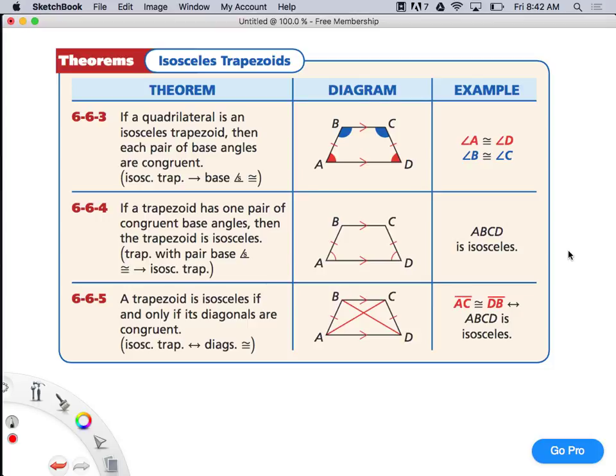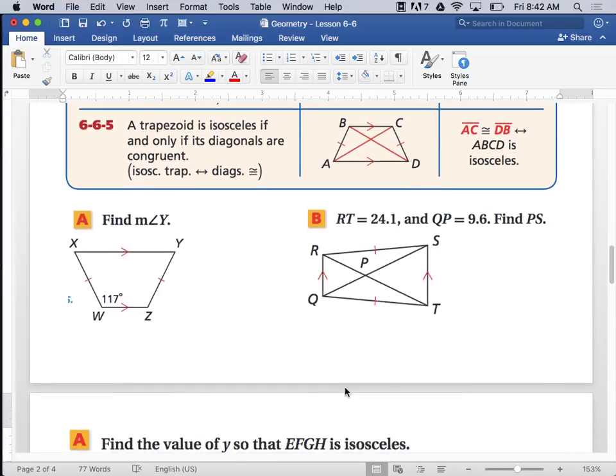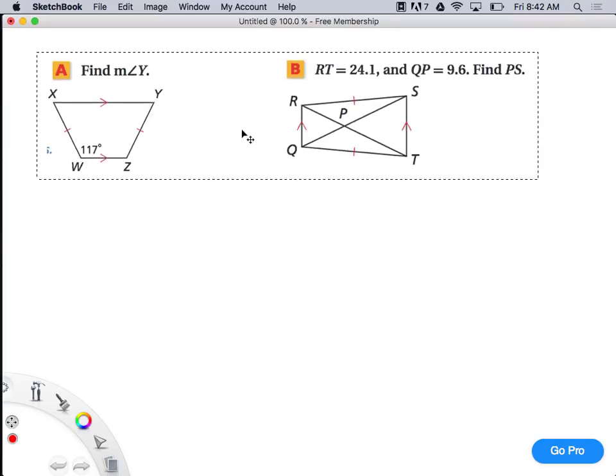All right, now let's do some example problems. We're not quite there yet. We have to get through some stuff. I don't know if I'm going to have time to give you a quiz today. I'm probably going to assign it for homework or something like that.